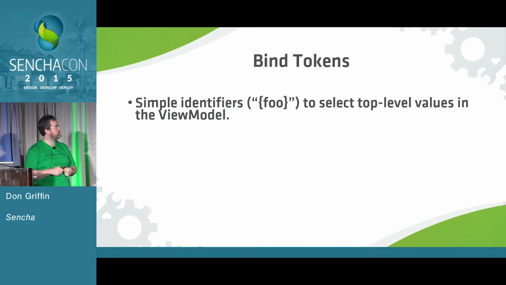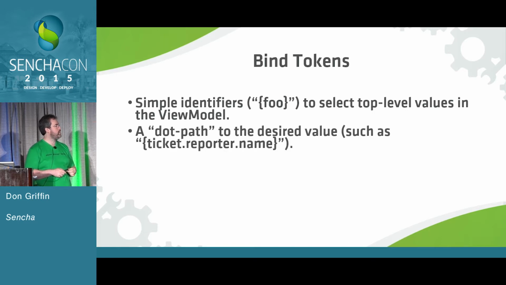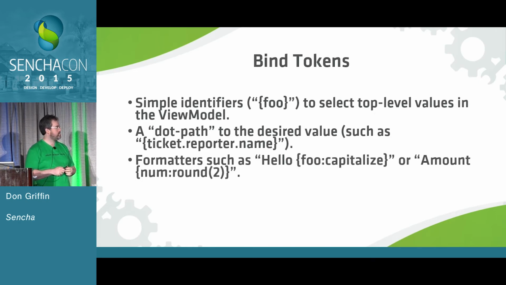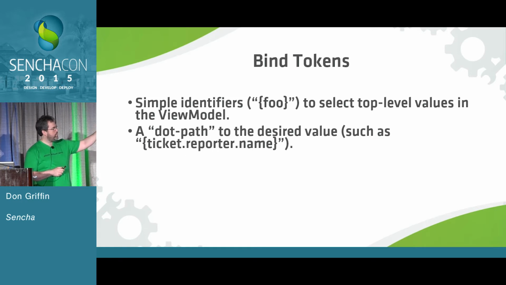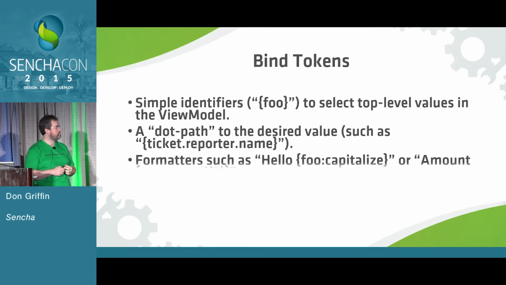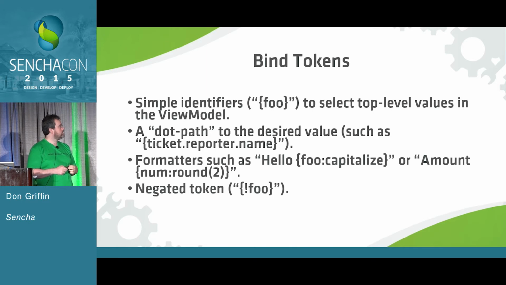Okay, so the tokens, seeing the simple top level one, the dot path, as I mentioned, ticket.reporter.name. So that's an interesting one because that one is an association as well as a property access on a record typically. So record, association, field, but I don't have to specify all of those individual steps. The descriptor understands how to take that apart. You can include formatters. Formatters can have parameters. You can negate them. So those are the individual tokens, and again, they can occur anywhere inside your descriptor.